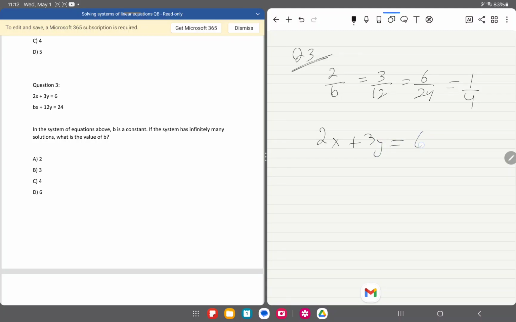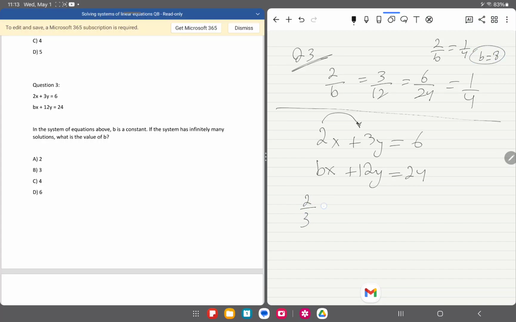2x plus 3y is equal to 6. Bx plus 12y is equal to 24. Let's try 2 over 3. We're going to get b two ways, the first method and the second method. Now the first method, 2 over b is equal to 1 over 4, so b is going to be equal to 8. Let's see if we get the same answer over here.